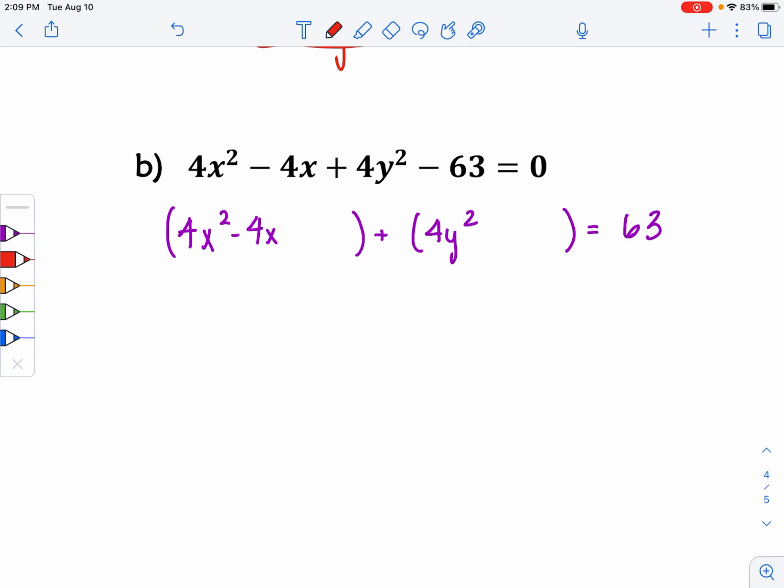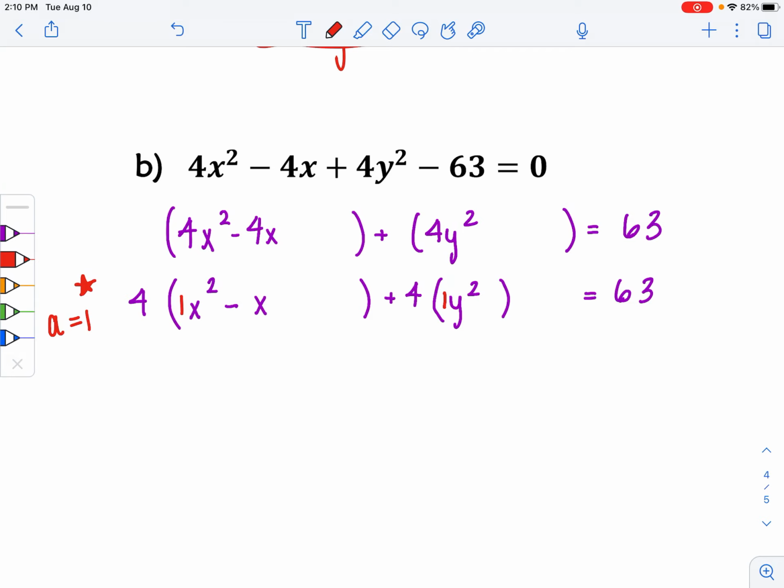The a value needs to be 1, which means factor out a 4 from your first term, get x squared minus x. Factor out a 4 from your second term because that makes the a value now 1. And now we can keep going. This is a very important fact. A has to be 1. The coefficient in front of your squared term needs to be 1. If you tried doing it without factoring, you wouldn't get the right answer without that GCF.